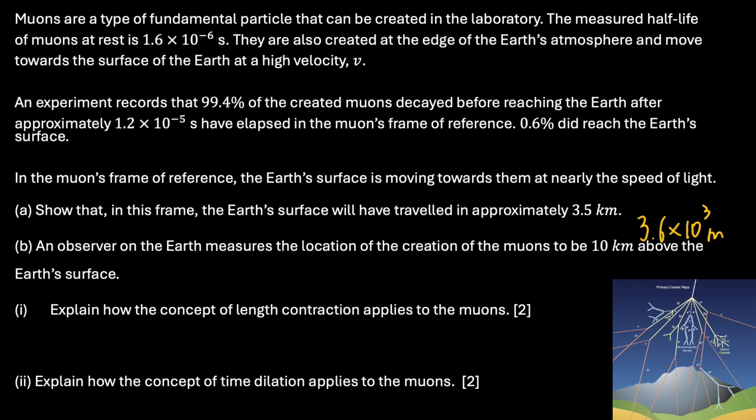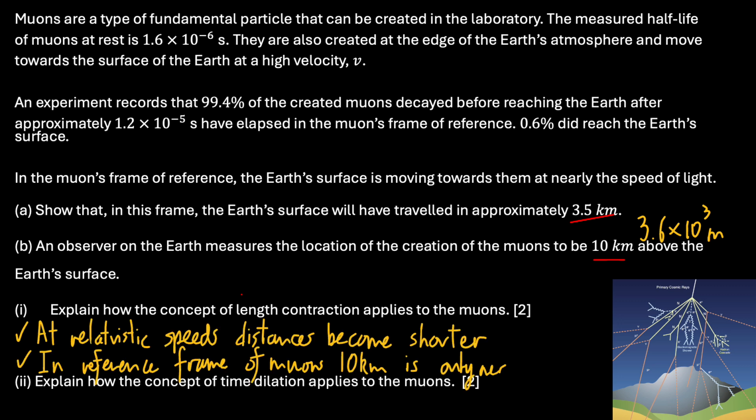So next, question B, we have to show how the concept of length contraction applies to the muons. Well, we already have a sort of indication of that. At relativistic speeds, distances become shorter. This is effectively the effect of length contraction. So in the reference frame of the muons, we need to give, for an extra mark, a little bit of context and application here. This means that the 10 kilometres, the muons only experience as 3.6 kilometres. So if you were travelling at close to the speed of light, the distance between Earth and Pluto would be a lot shorter. That is length contraction.